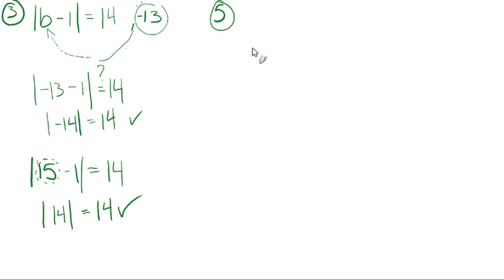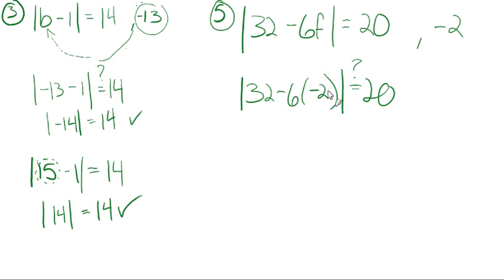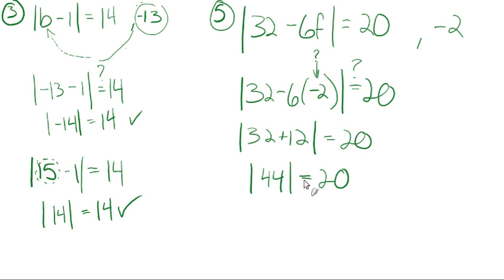How about number 5? The absolute value of 32 minus 6f needs to be equal to 20. Is negative 2 a solution? That's a question. That's what we want to answer. So we put 32 minus 6 times negative 2. That's our substitution we're making. The question is, does this work? So we keep trying. 32, negative 6 times negative 2 is going to be a positive 12. So we're going to add 12. So the absolute value of 32 plus 12 is going to be 44. And that is not equal. So no, that's not a solution.